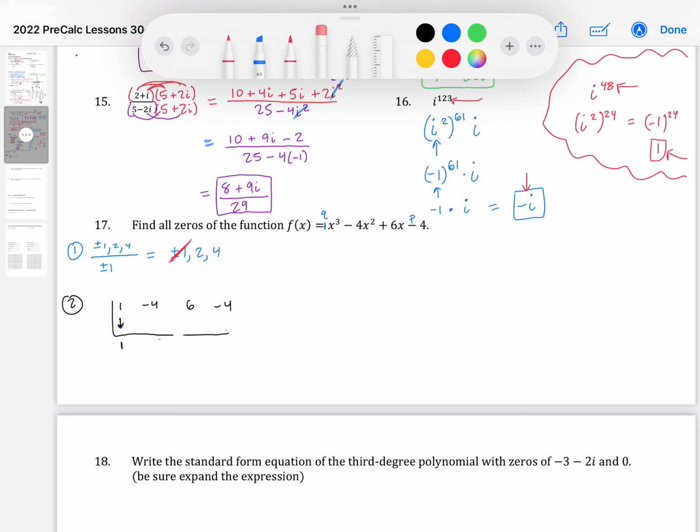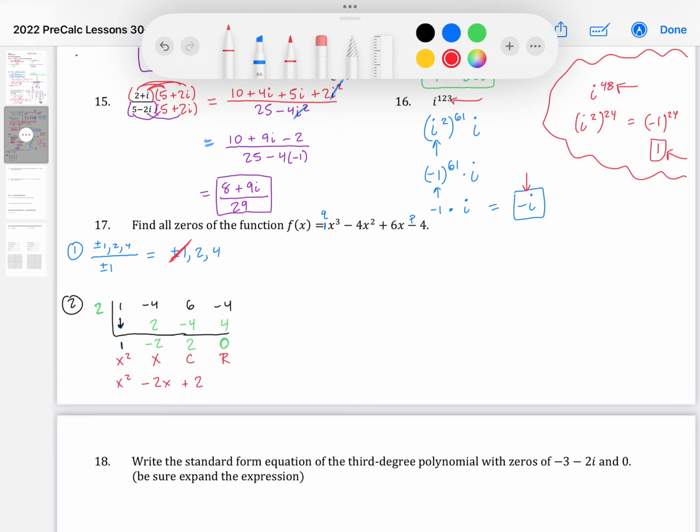And let's try 2. All right, so positive 2. Let's see if this gives us something. 1 times 2 is 2. Negative 4 plus 2 is negative 2. 2 times negative 2 is negative 4. 6 minus 4 is 2. And 2 times 2 is 4. Negative 4 plus 4 is 0. So we found it. So here's what I'm left with. Remainder, constant, x squared. So I have x squared minus 2x plus 2.